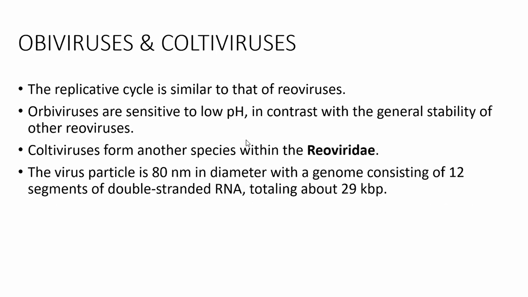The replicative cycle is similar to that of the reoviruses, and orbiviruses are sensitive to low pH, in contrast with the general stability of other reoviruses. Coltiviruses form another species within the Reoviridae, and this virus particle is 80 nanometers in diameter with a genome consisting of 12 segments of double-stranded RNA, totaling about 29 kbp.